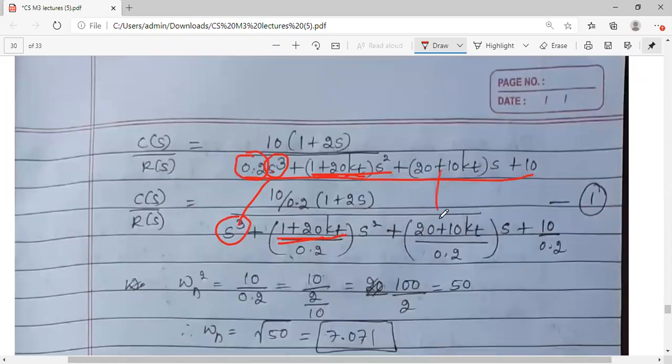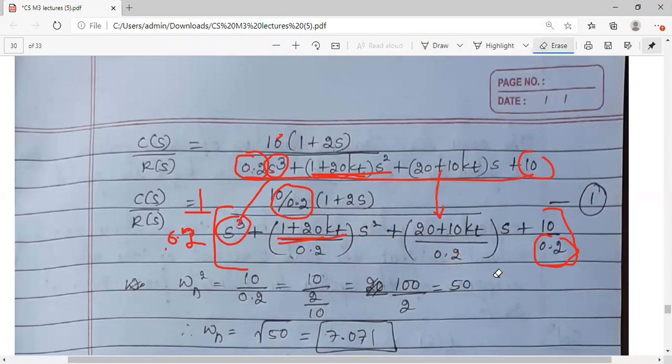Plus this 20 plus 10 Kt as it is. You don't have a 0.2 term here because we have already taken 0.2 common. That is divided by 0.2, plus 10, no 0.2 here, so again divided by 0.2. So this is what 0.2 taken common. So it will be like this: 1 divided by 0.2 taken common into bracket this. This 0.2 I have clubbed here. In the numerator, this 10, 10 divided by 0.2, I have taken at one place.